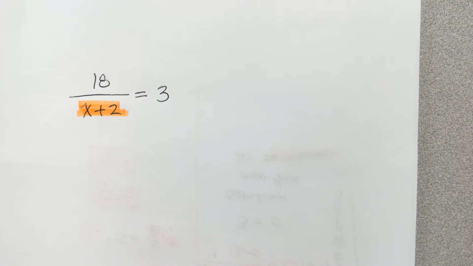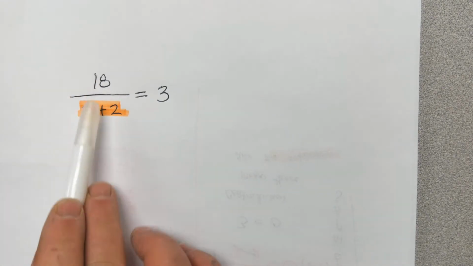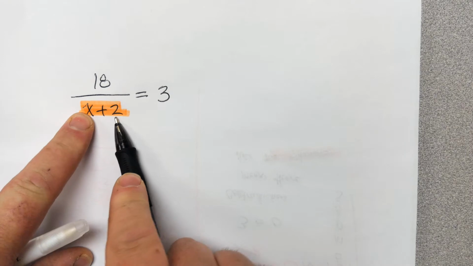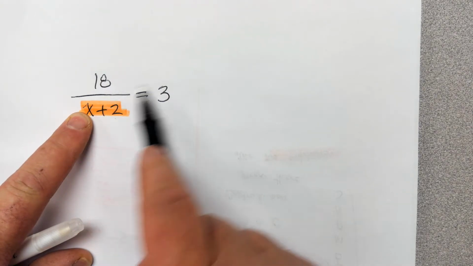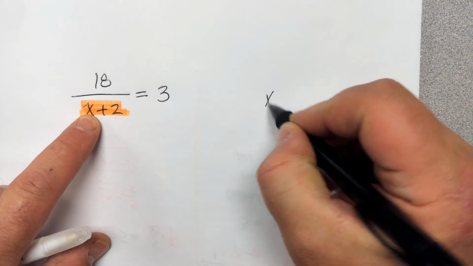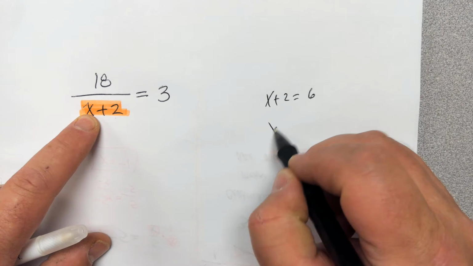Right, Ernesto? What does it have to be? What's this number have to equal? 18 divided by what is 3? Yeah, say it. Go ahead. 6. This has to be 6. The whole thing, right? Because 18 divided by 6 is 3. This thing has to be 6. So x would be 4. So x has to be 4.